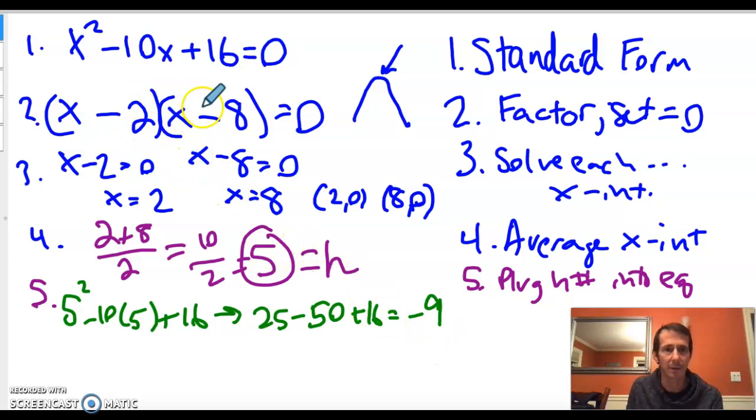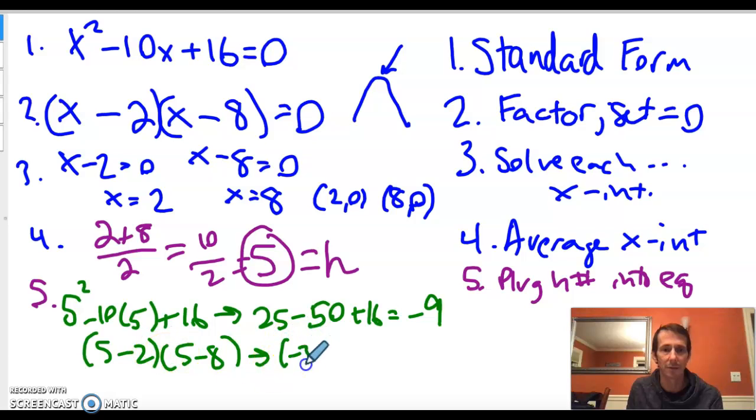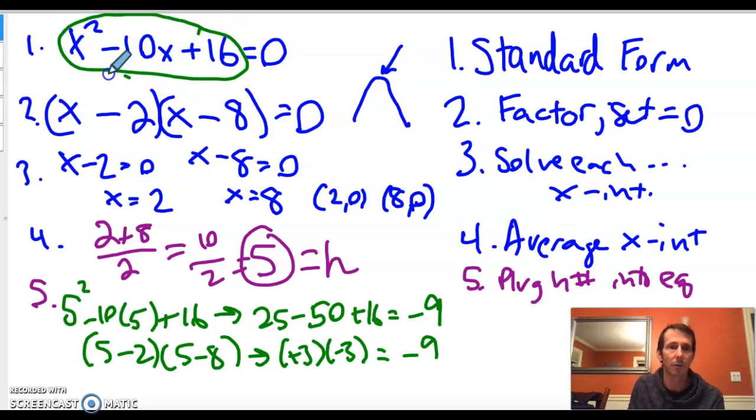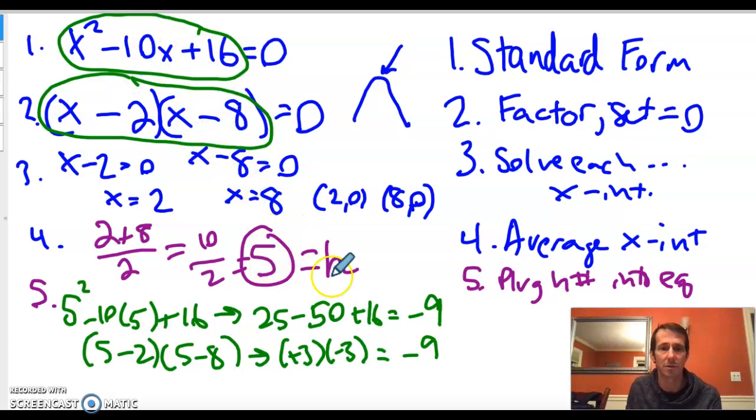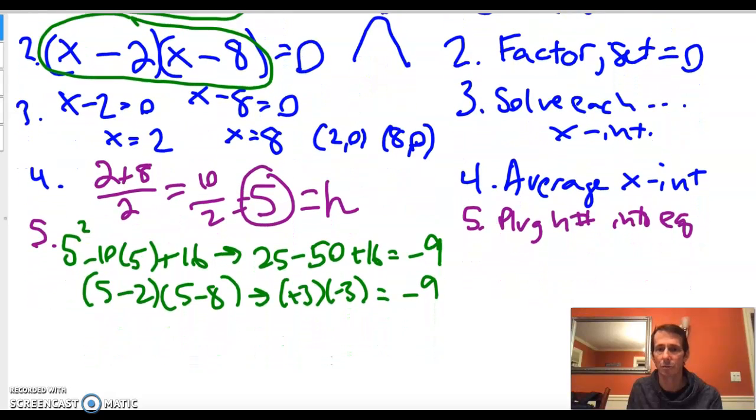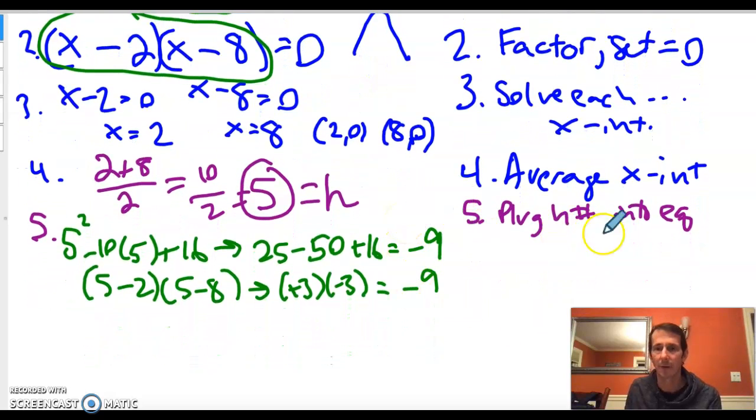If I plug it into this equation, which you might like better, I have 5 minus 2 times 5 minus 8. Might be easier. 5 minus 2 is positive 3. 5 minus 8 is negative 3, and those multiply to negative 9. So it doesn't matter if you put it in here for x, or if you put it in here for x. Either one of them, you put h into either of those versions, and you get your answer. And that actually is our k value.